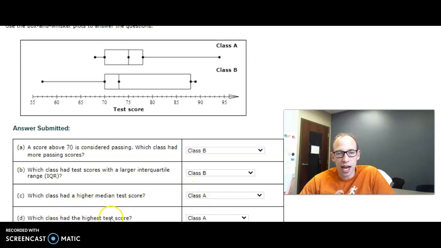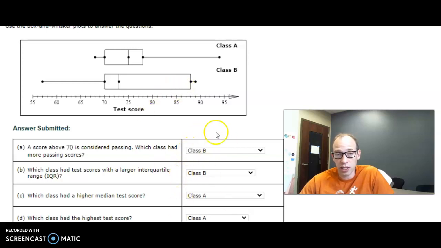And which class had the highest test score? Well, there we're going all the way to the far right of each class, and class A again has the highest test score right there. It looks around a 94 or something. Whereas class B, the highest point was an 89. So class A has the higher maximum.